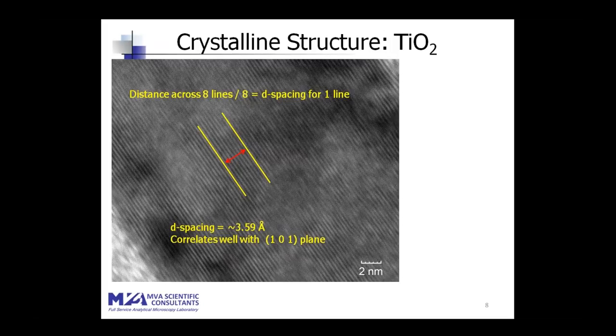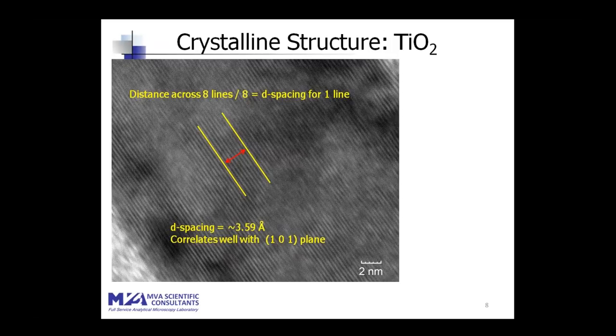So I measured across 8 and then just divided it by 8 to get a D-spacing for a single line, from one black line to another. I could do it with one, but I get a more accurate measurement if I measure across multiple lines. And in this case, I got a D-spacing of 3.59 angstroms approximately. I believe it was like 3.586, for example.